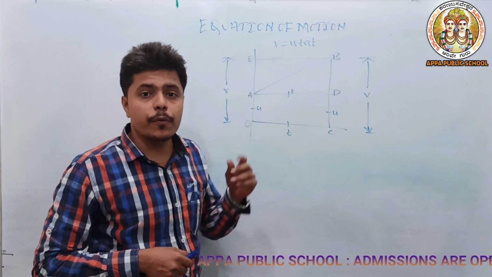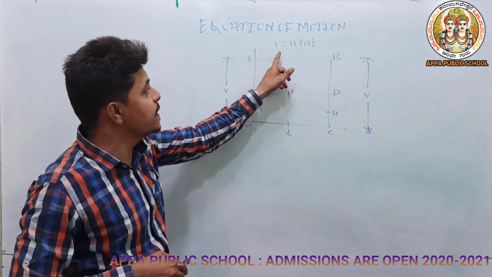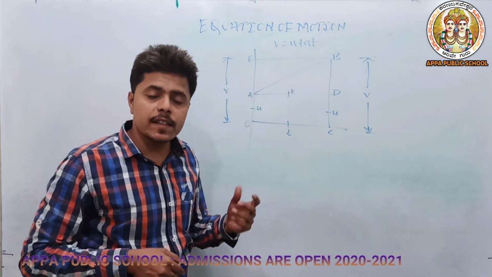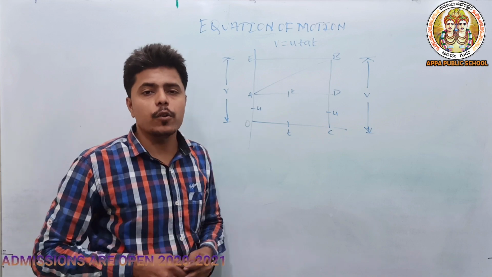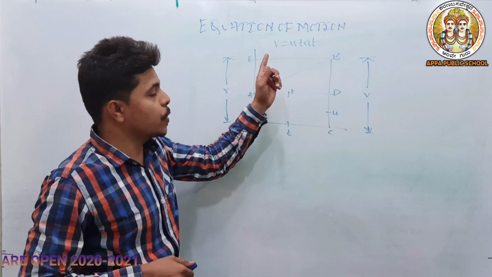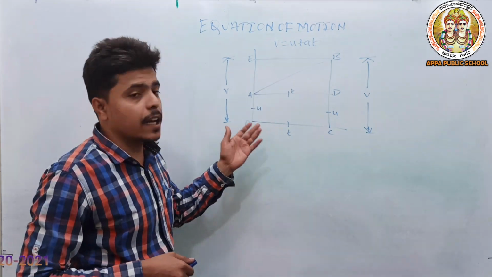Now we can see here the first derivation is v = u + at. So what is this v = u + at? It is the velocity time graph. We are going to derive it from the velocity time graph. v = u + at. So you can see the graph here.